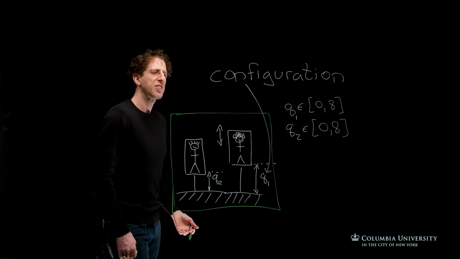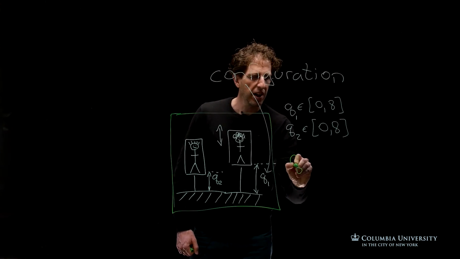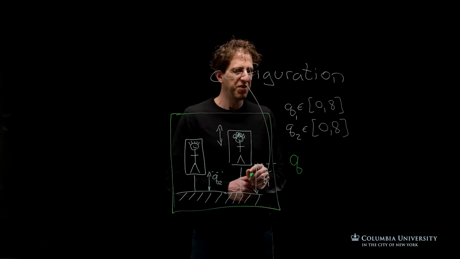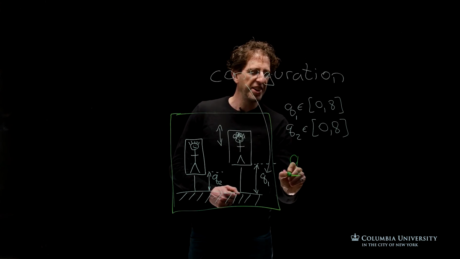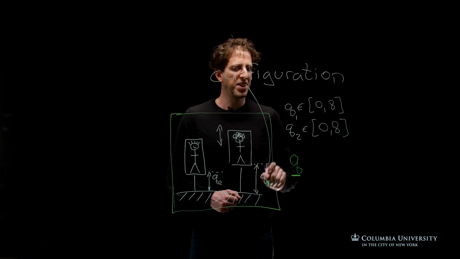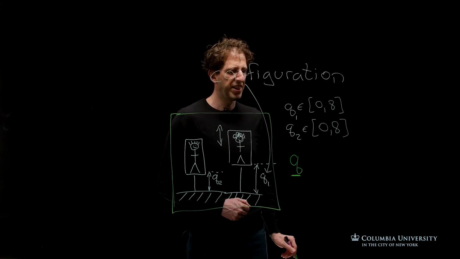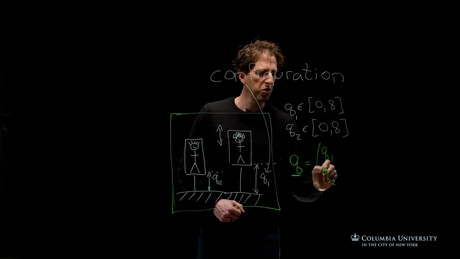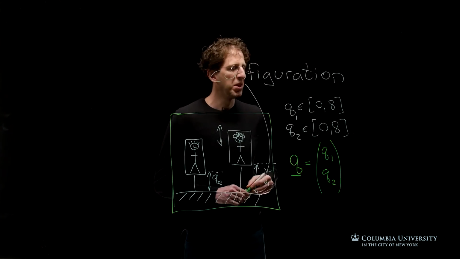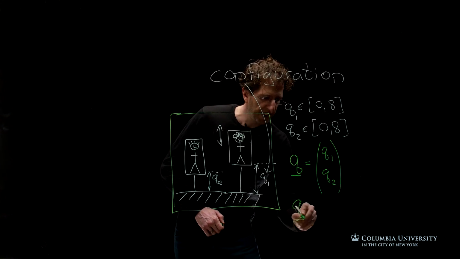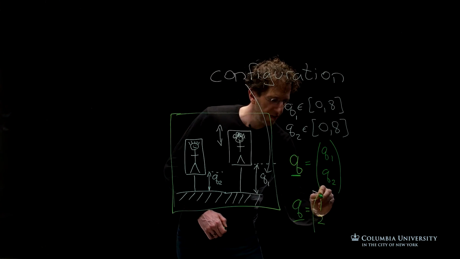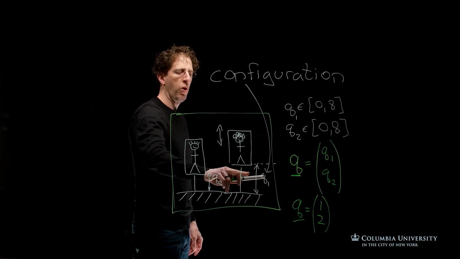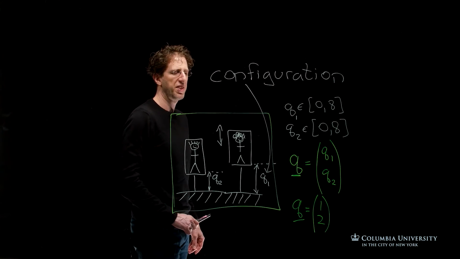And so how do I describe the configuration of this entire physical system? Well, I need to describe the height of each of the elevators. So I can think of having a configuration vector. And sometimes when I need to remind you that something is a vector, I'm going to put a little underline underneath it. And this vector is going to have two components. It's going to have Q1 and Q2. So now, for example, let's try a little example. If my vector looks like 1, 2, then how do you read that? Well, you read that by saying that elevator number 1 is at height 1 off the ground, and elevator number 2 is at height 2 off the ground.